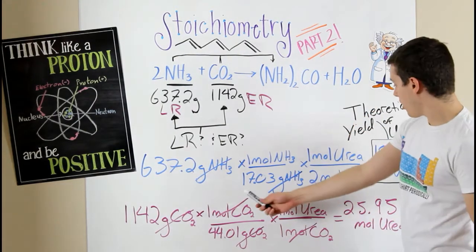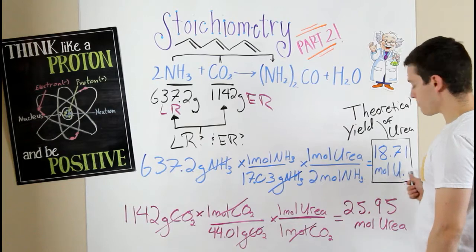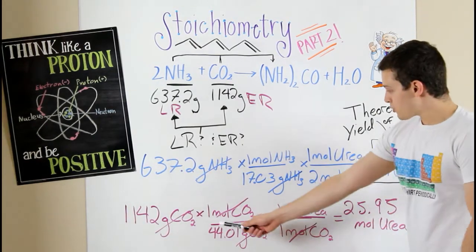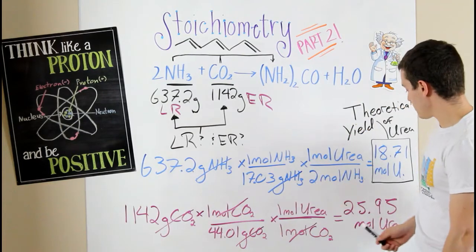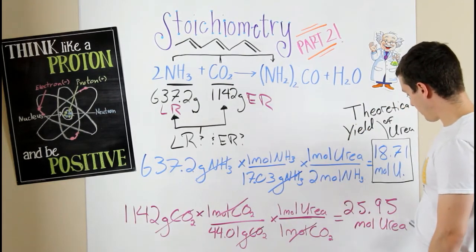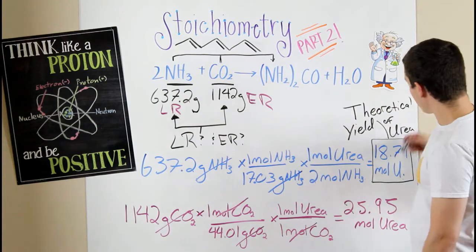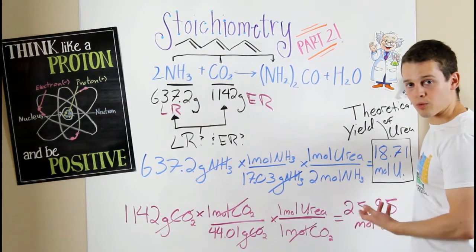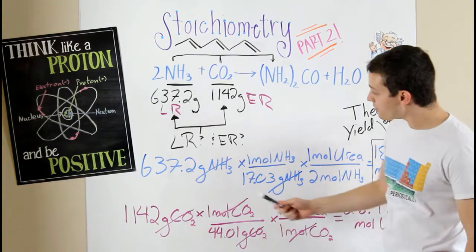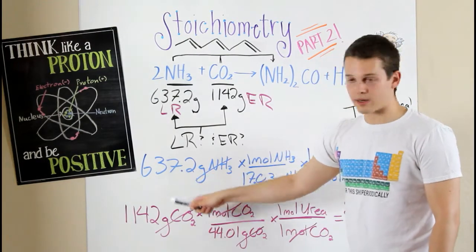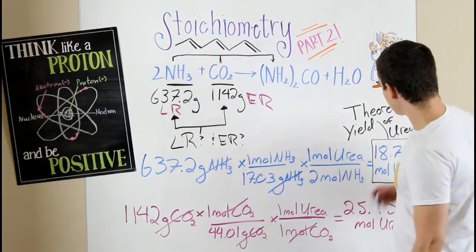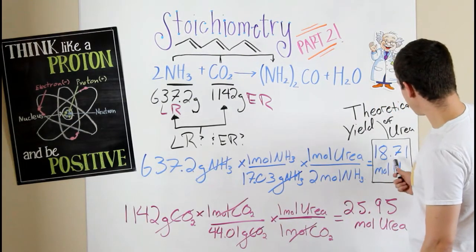It helps us figure out which one's our limiting reagent because it produces the smaller amount of product. Which one is our excess reagent because it produces a greater amount of product. And it also tells us what is our theoretical yield of the product we're looking for. If I took these two quantities of reactants and actually reacted them, this would be our theoretical yield, 18.71 moles of urea.